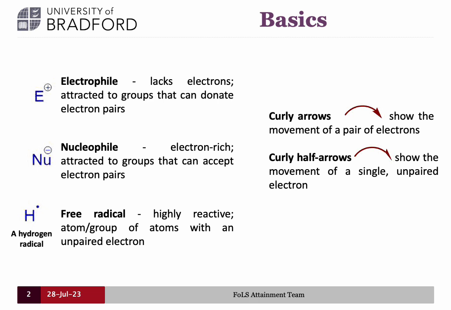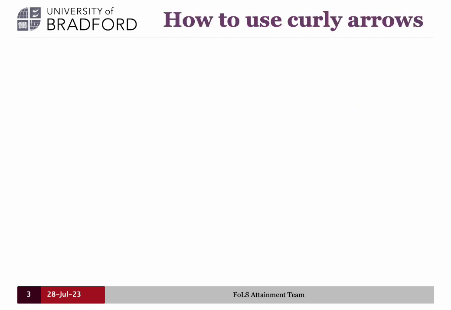When it comes to drawing arrows in reaction mechanisms, you will come across these two types of arrows. The first one, which is with a full arrowhead, shows the movement of a pair of electrons. And the second one, a curly half arrow, also called a fishhook, is a half-headed arrow and it indicates the movement of a single electron. Let's now look at how to use curly arrows. As we said, curly arrows indicate the movement of electrons. They're used as a notation for indicating bonds being broken, moved, or made.